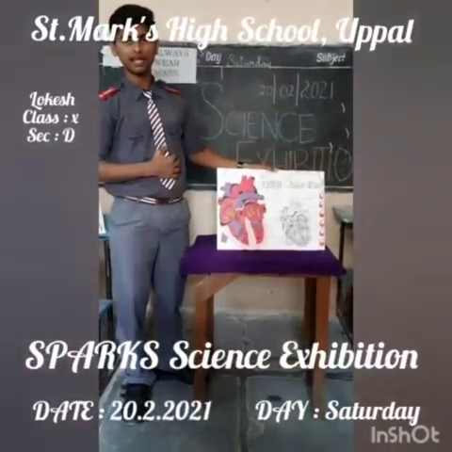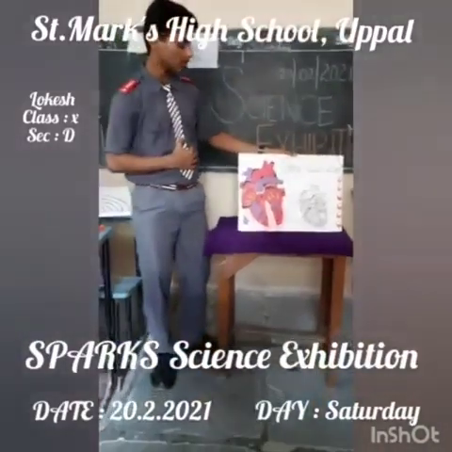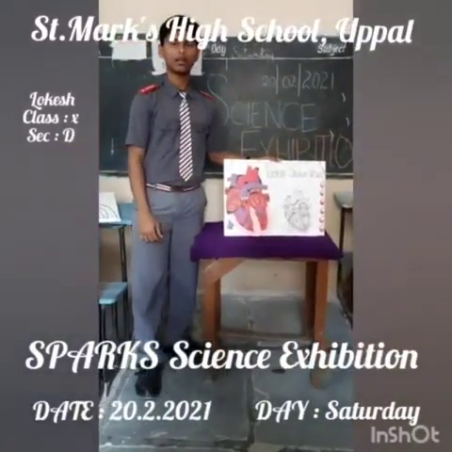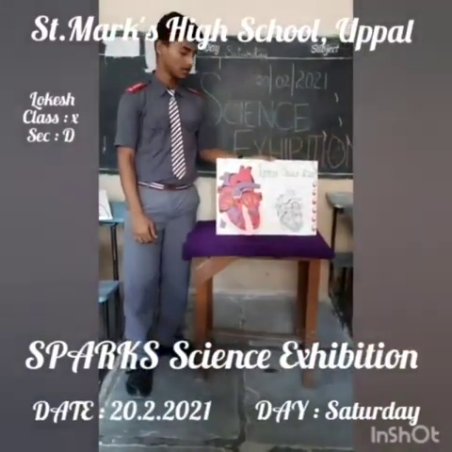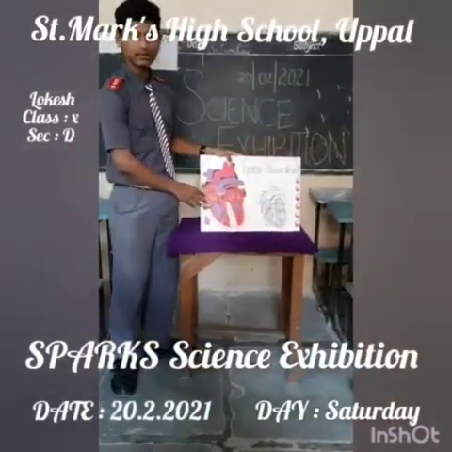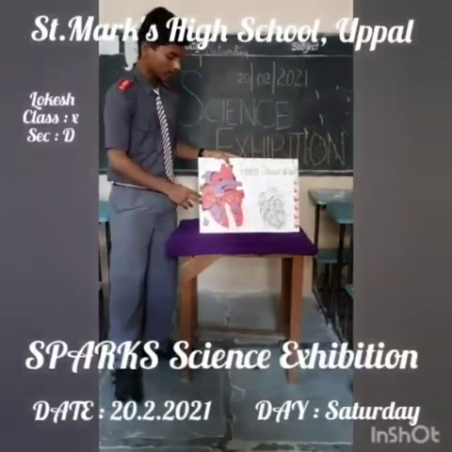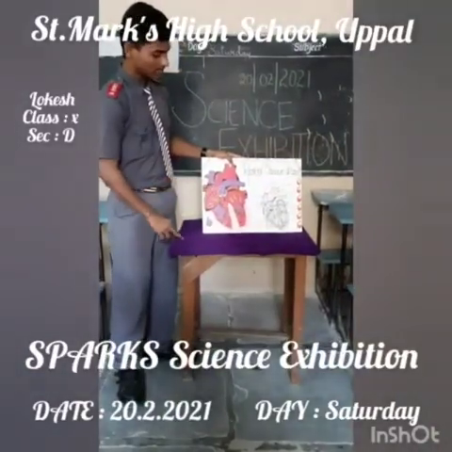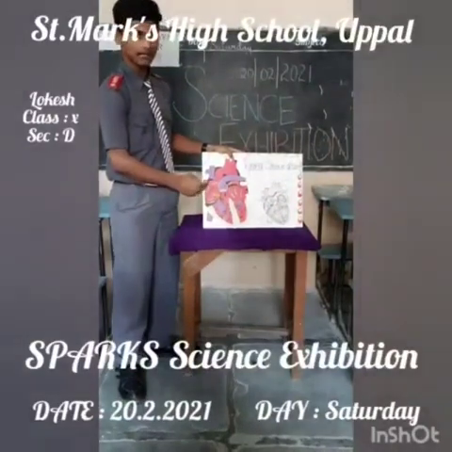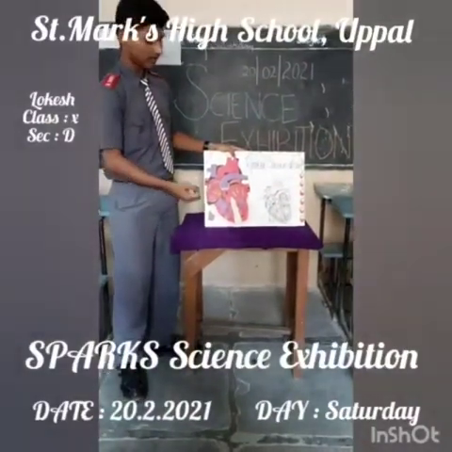My name is Lokesh. I am studying in the 10th standard. I am here to explain about the heart. Heart is the most important and vital organ in many animals as well as human beings. It is a muscular organ, which contains four chambers separated by septum. The top two are atriums and the bottom two are ventricles, separated as left atrium and right atrium, and left ventricle and right ventricle.